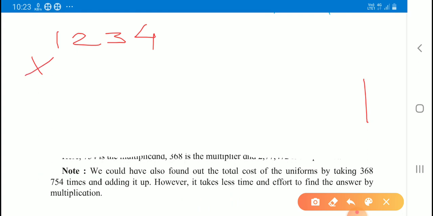a 3-digit number, 5, 6 and 7. You can take any number.